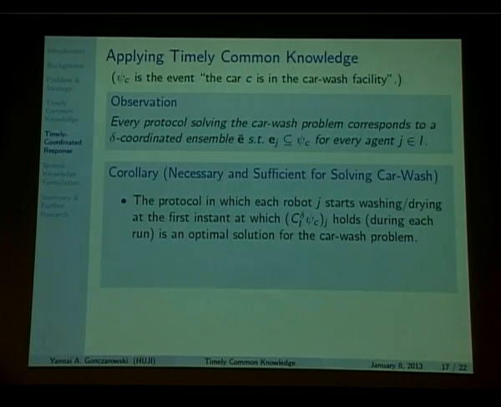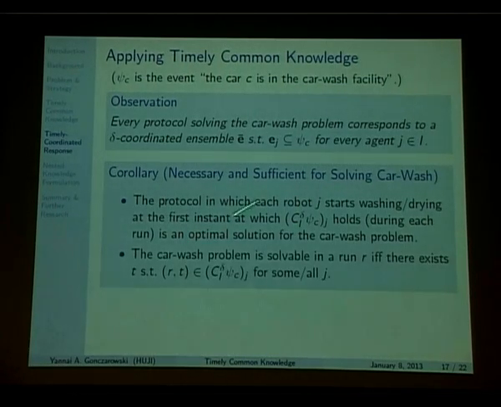What do I mean? I mean that if we tell each robot to start washing at the first instant at which its coordinate of timely common knowledge holds during a run, then this is an optimal solution. It's a solution. As we have seen, this ensemble of the first instant at which timely common knowledge holds is delta coordinated, and it's an ensemble, so they can act according to it. And it's even optimal because timely common knowledge is the largest ensemble with these properties. All the details are in the paper.